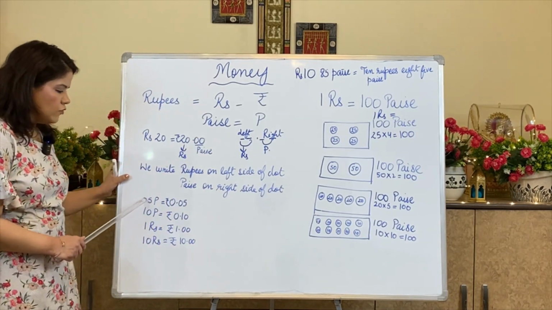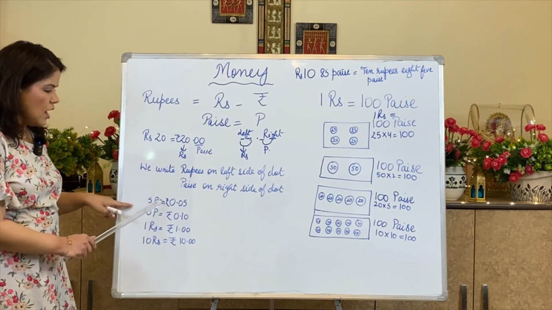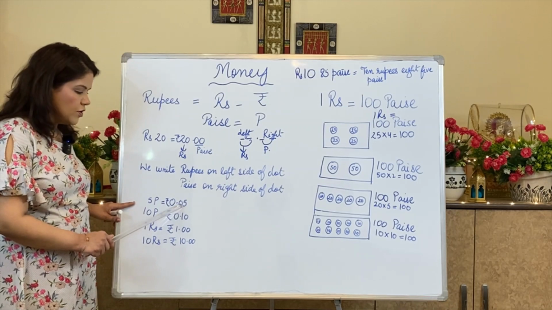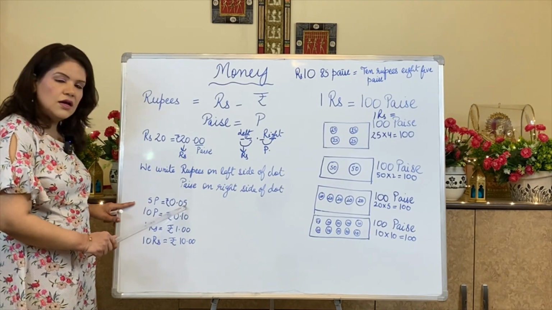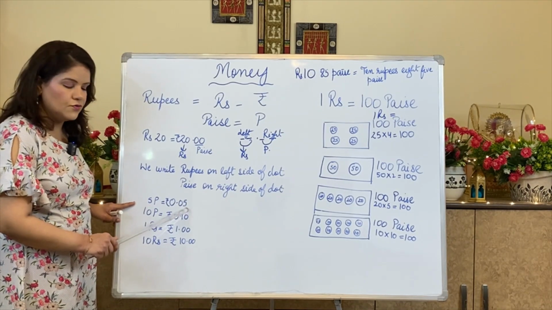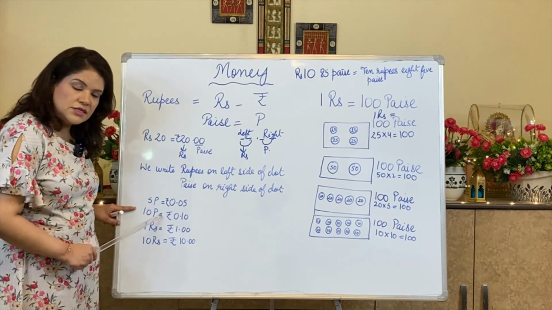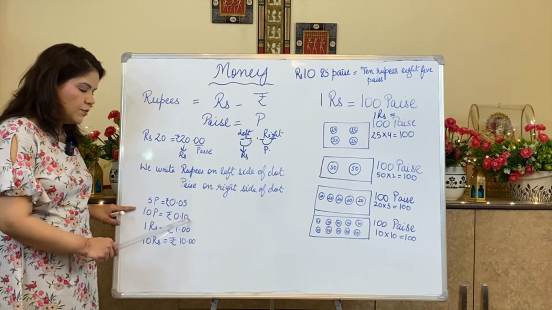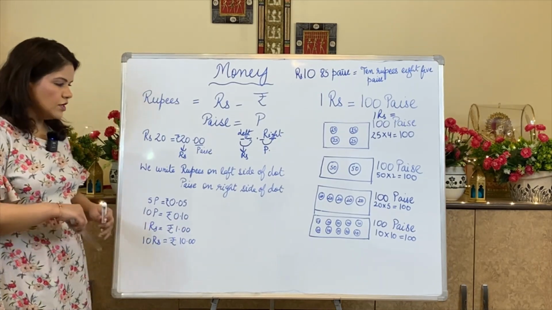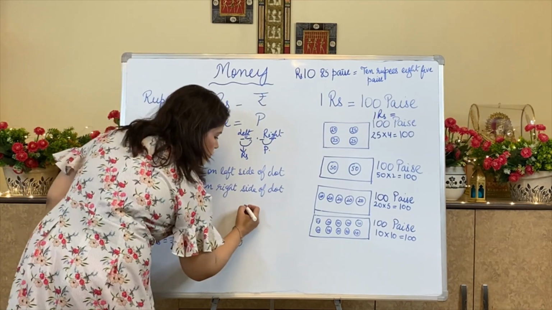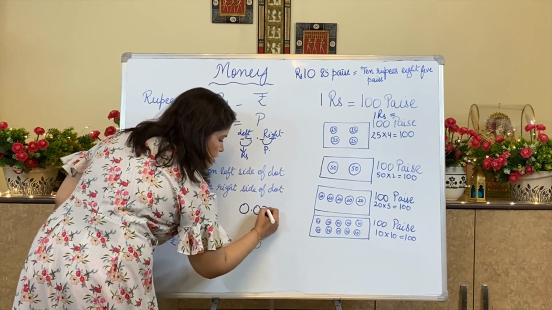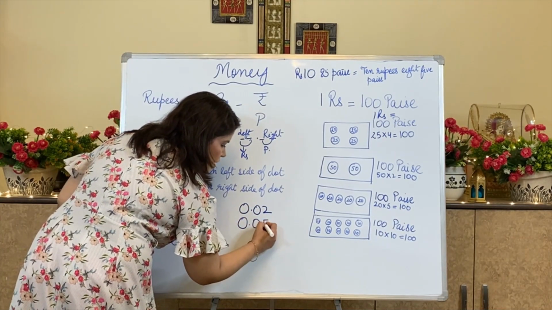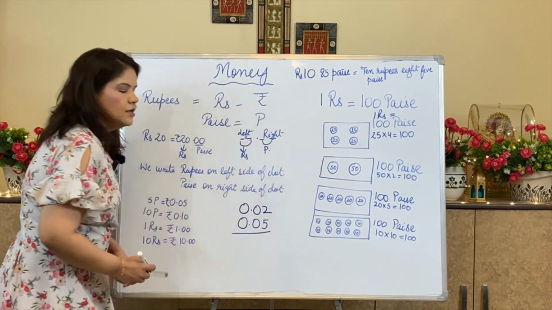But if I have only 5 paisa, then I will be writing 0 first in place of the first number. For the second, I will be writing 5. But if I have 10 paisa, then I will be writing 10. It is a 2-digit number, so it will be written as it is. If it is 2 paisa, then how will I write? 0.02. If it is 5 paisa, the same way I will write 0.05.